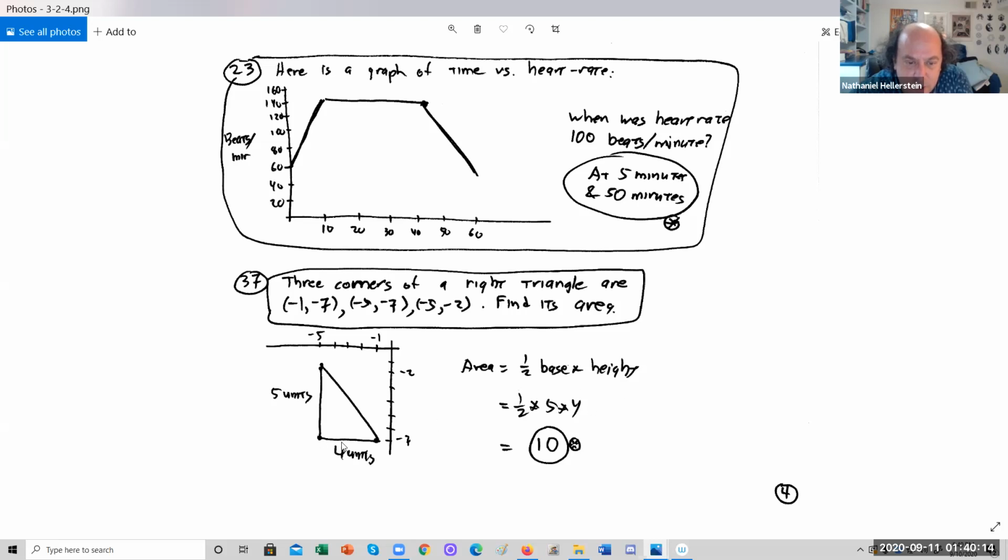The base, well, it's going from -5 to -1, that's 4 units. The height is going from -7 to -2, that's 5 units. So the area is 1/2 base times height. It's a half times 5 times 4 makes 10.